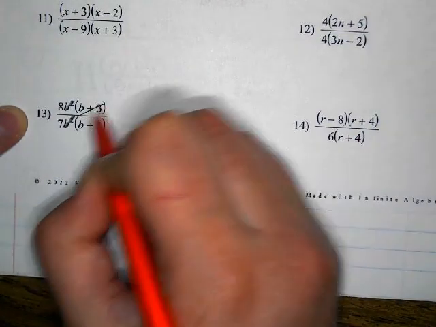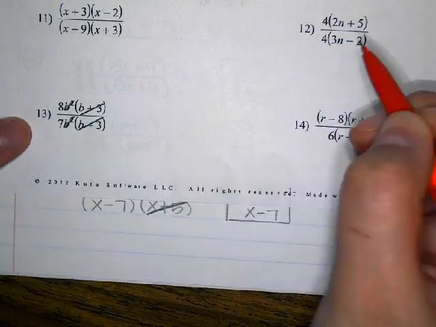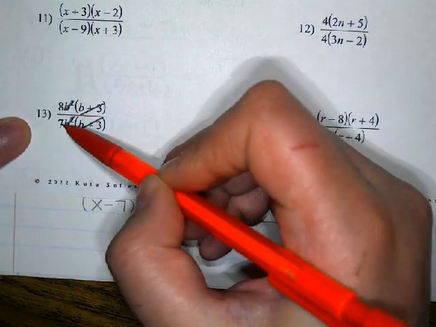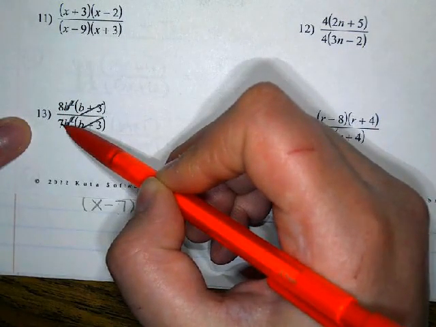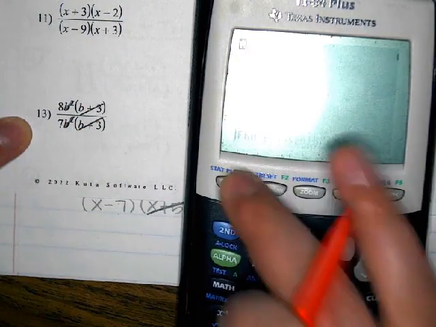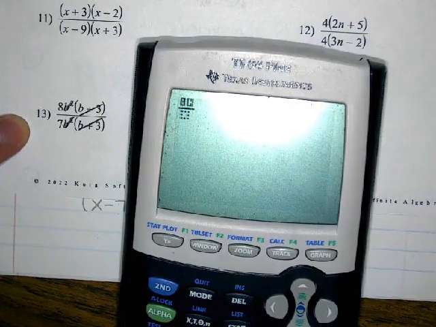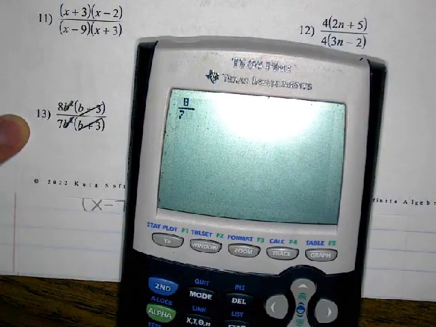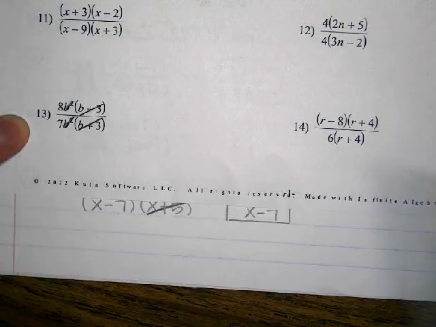Okay? 8 over 7, is that going to reduce? Probably not. If you want to double check it and see if it reduces, you can. Or if you're confident that you know it's not going to, then you can just write it down. So 8 over 7 does not reduce. And so 8 over 7 is our final answer.